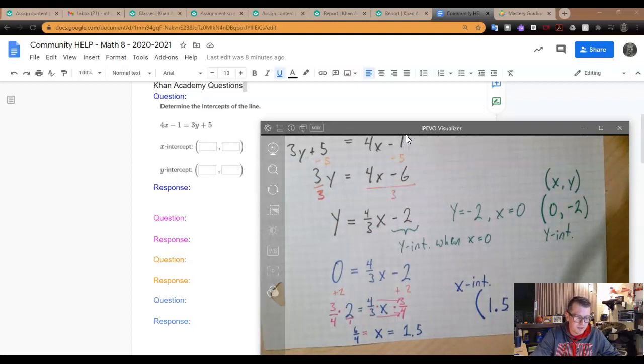And our equation wasn't even in slope-intercept form to start, but we fixed it, and then we were able to solve both of those.